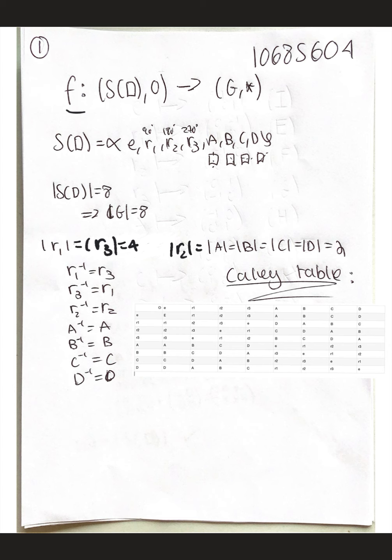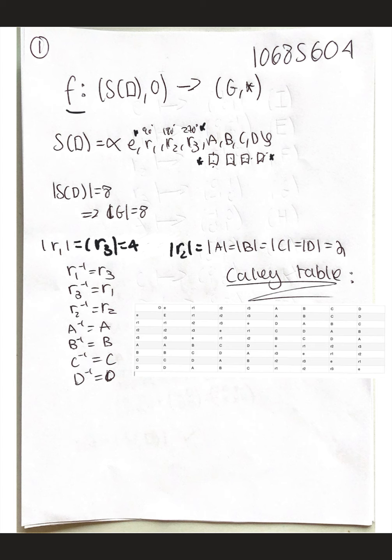Underneath here, I've listed the elements of S square. S square contains the identity, 3 rotations, 4 reflections. I've written the rotations above for reference and the reflections beneath for reference, but we'll refer to them as R1, R2, R3, A, B, C and D respectively in the Cayley tables and all my further workings.